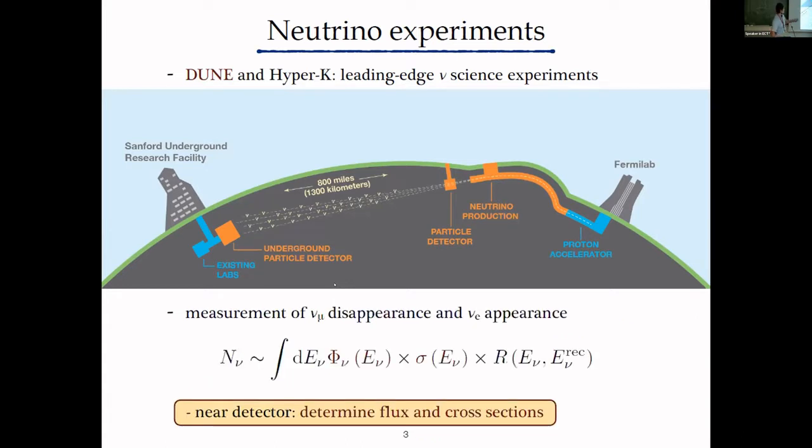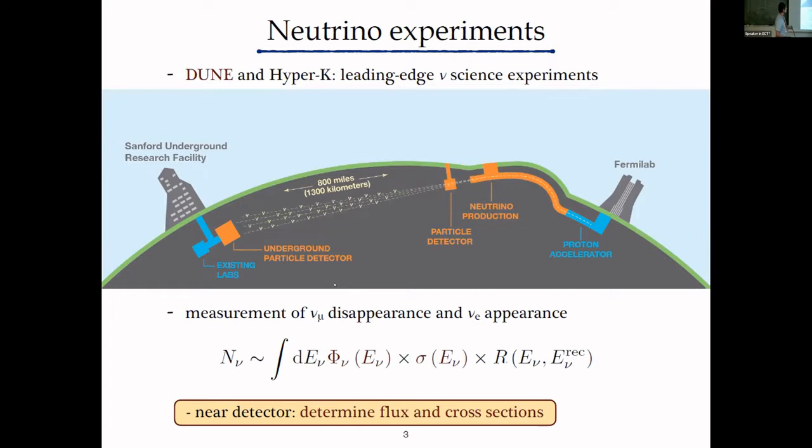I will describe details using the example of the experiment DUNE. Neutrinos of mainly muon type are produced in this case at Fermilab, and they travel to South Dakota through the Earth, where people measure either the disappearance of the muon neutrino type or the appearance of the electron neutrino type. Measurements are performed at far detectors and near detectors, and basically by comparing rates, in a simplified picture, we can extract oscillation parameters. If we also shoot antineutrinos besides neutrinos, we are much more sensitive to the CP violating phase.